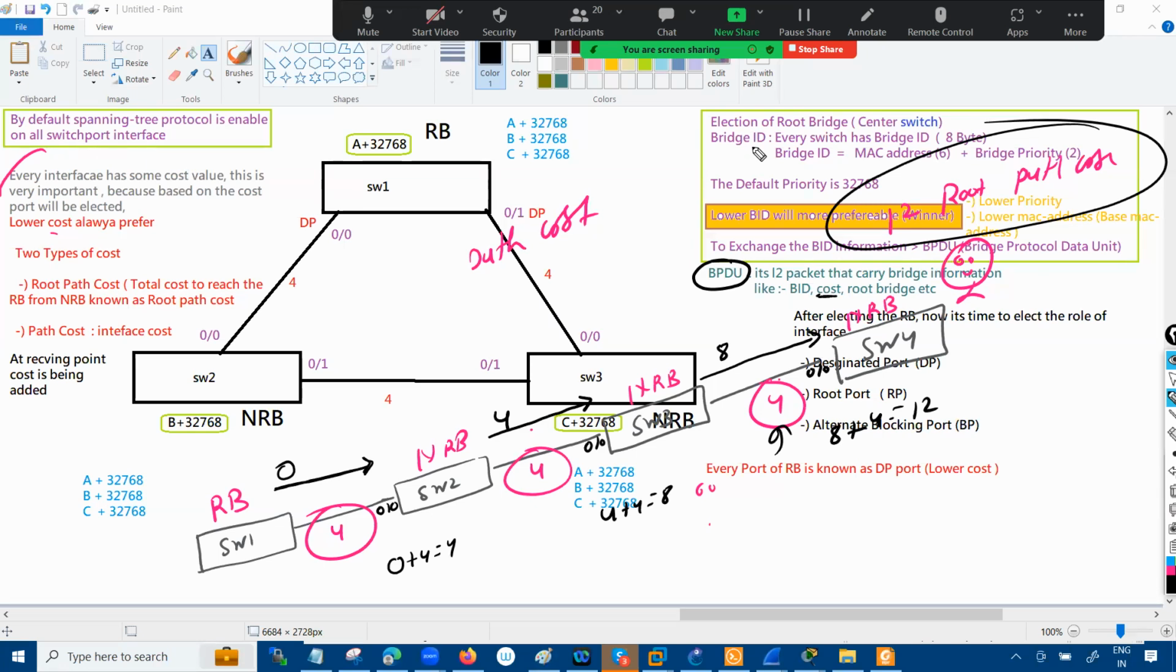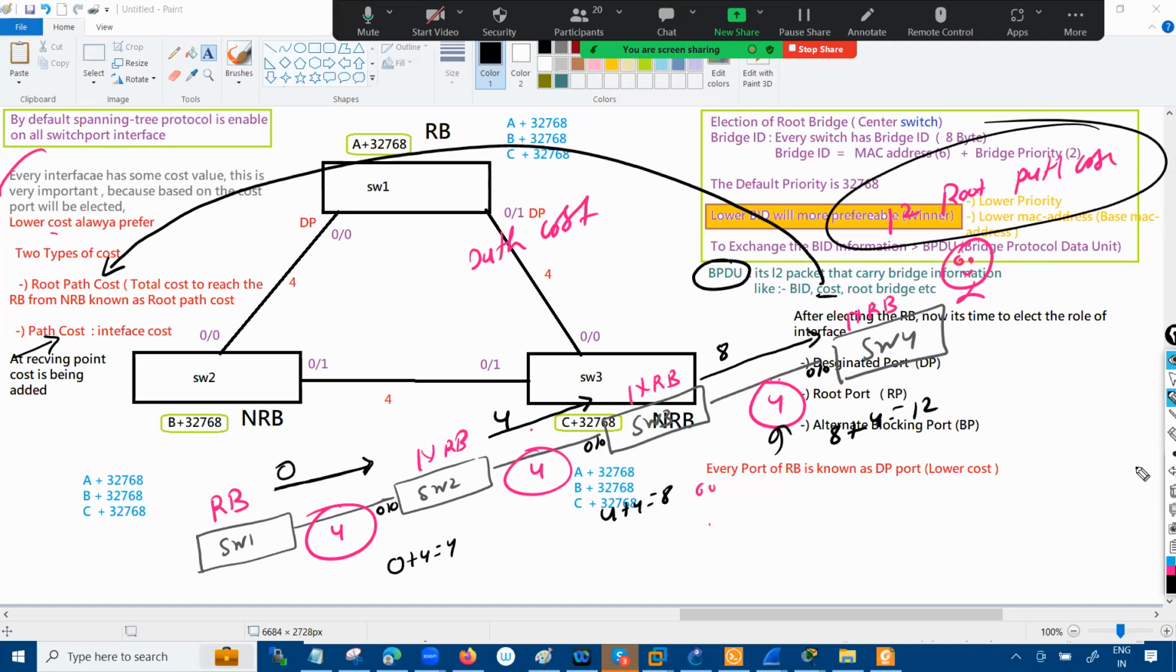So the cost you are advertising in the BPDU is called the root path cost. The cost the switch adds is the path cost. Path cost. Is this thing clear? Okay.